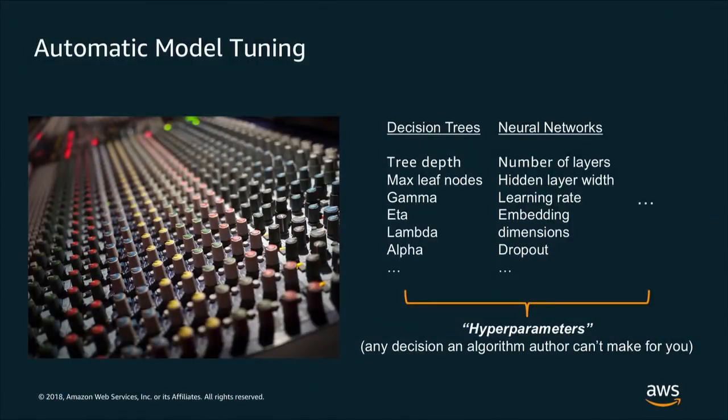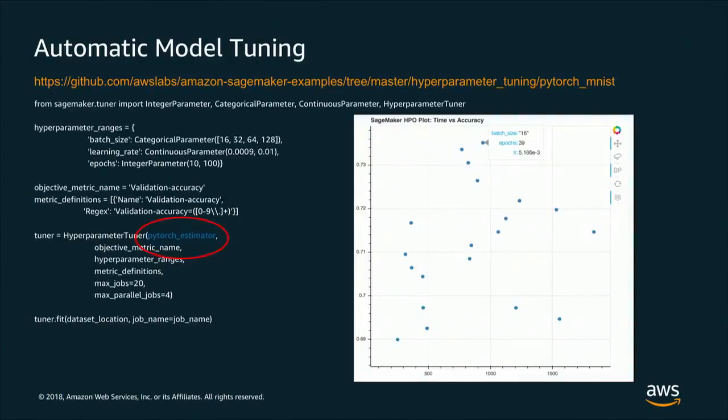But I think one of my favorite features is the automatic model tuning. I think we always spend a lot of time trying to find what's that optimal model that we want to deploy in production. And SageMaker makes that easy by allowing you to do automatic model tuning.